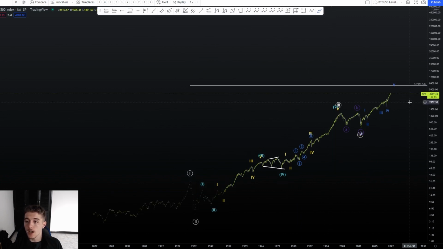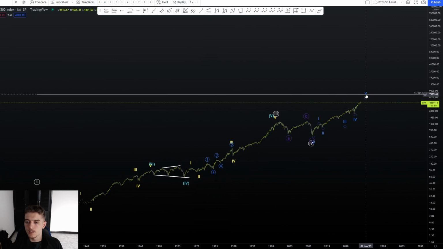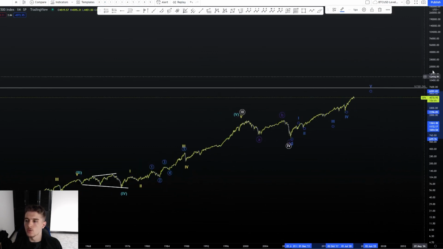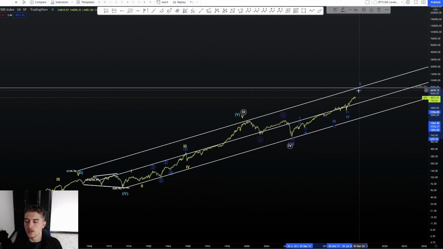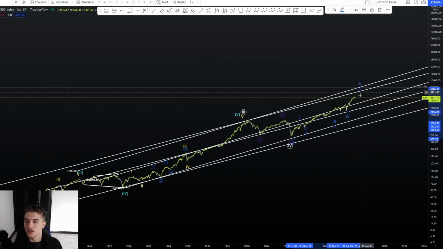So this wave 5 would come up to this 1-to-1, which would be around 7.3K, and would also come into the channel that I showed you guys previously, right here. So that would be a nice target to be looking out for if we get above this channel trend line here.